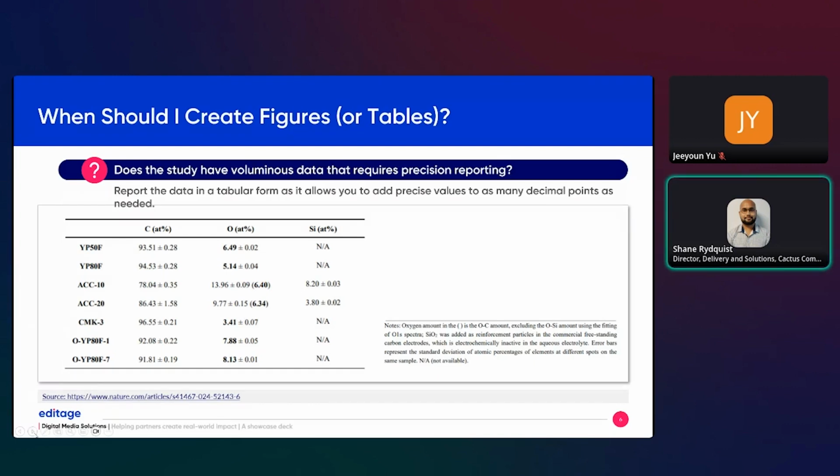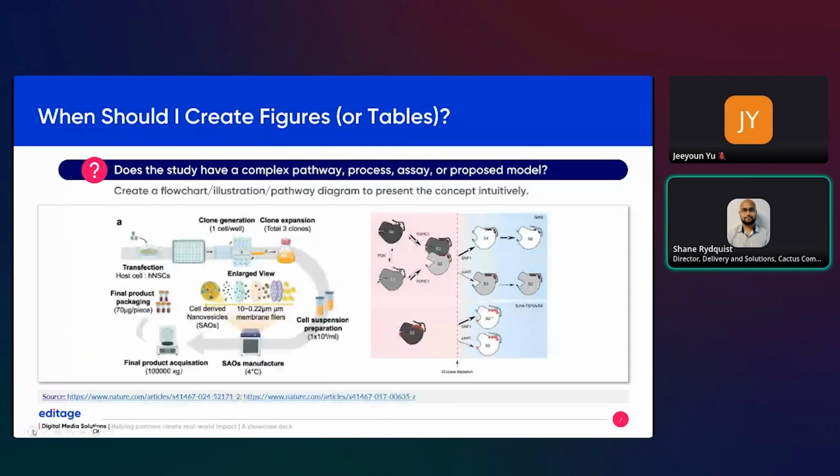The third question, perhaps, that you can consider is, does your finding or does your study uncover a complex pathway, a process, an assay, or are you talking about a new proposed model? This is something that I was very familiar with and had to be exposed to a lot in the field of molecular biology. When the answer is yes, you should be creating a flowchart, an illustration, a pathway diagram to present the concept intuitively.